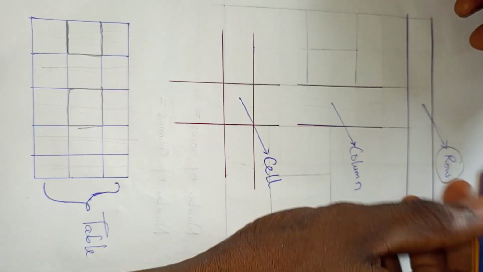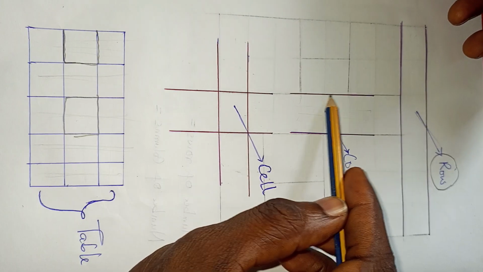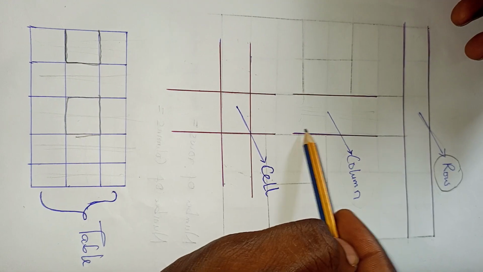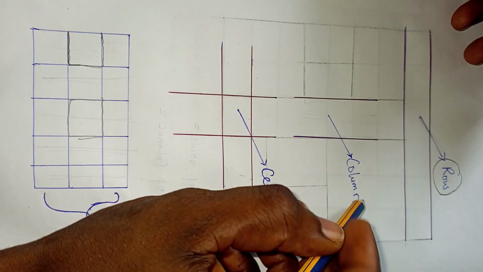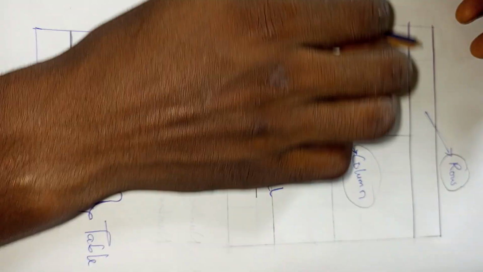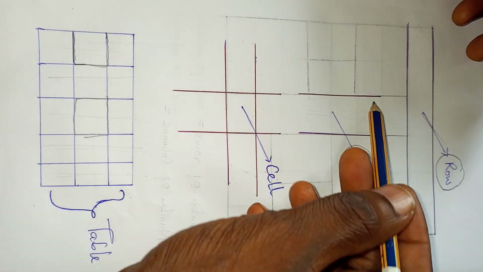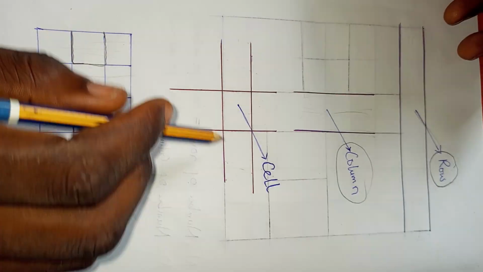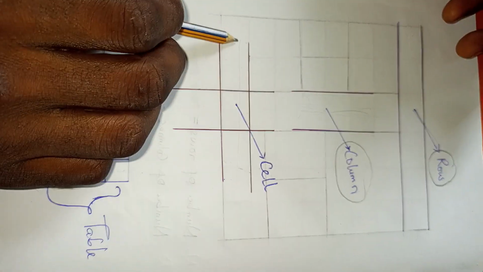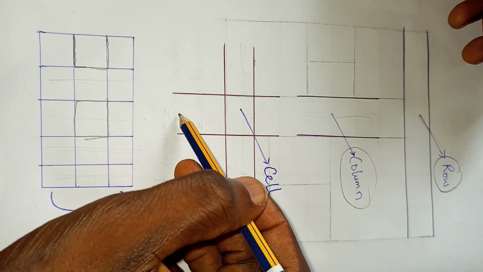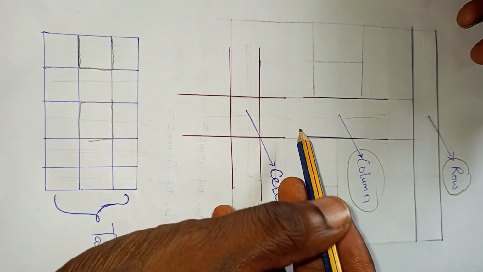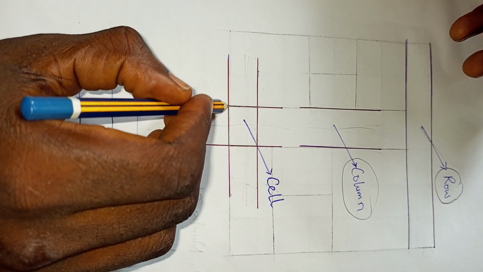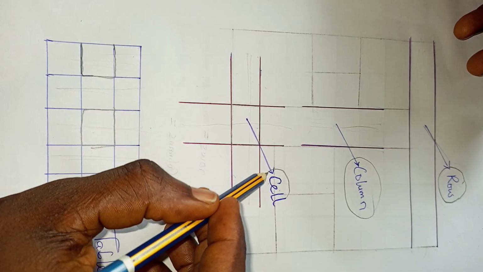This is referred to as a row, and this is a vertical space running. In a table, this vertical space is called a column. The horizontal space is called a row, and the vertical space is called a column. Where the row, the horizontal space, and the column, the vertical space, meet, they form a box, and that box is referred to as a cell.